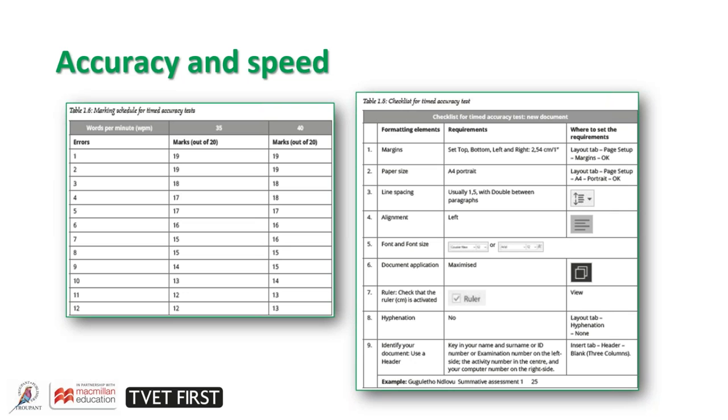The marking for speed accuracy test document is in your lecturer's guide. Use it and explain it to your students. Let the students mark their own speed and work out their own marks. Show them how to mark. I always say you put one finger on your textbook, one finger on your screen so that you can mark it word for word. If you scan it, you don't see the accuracy errors.